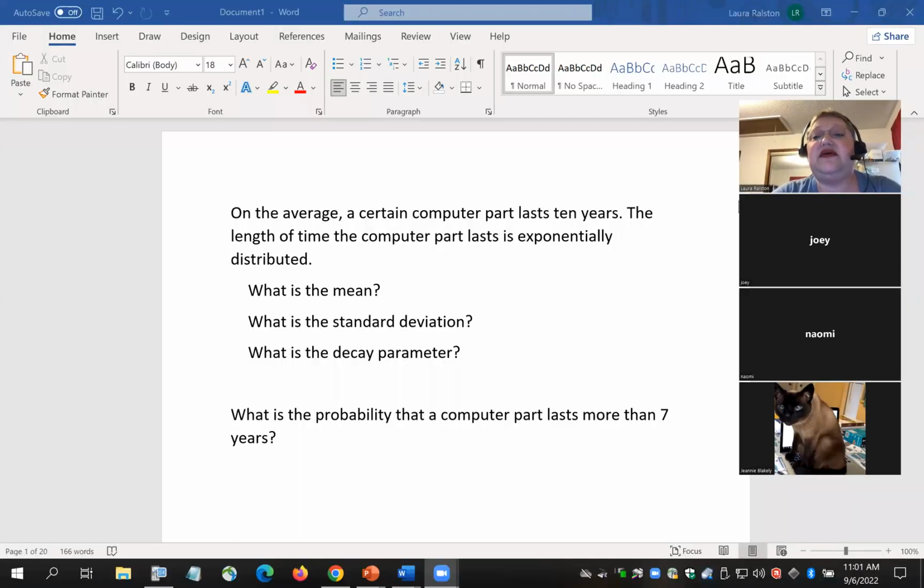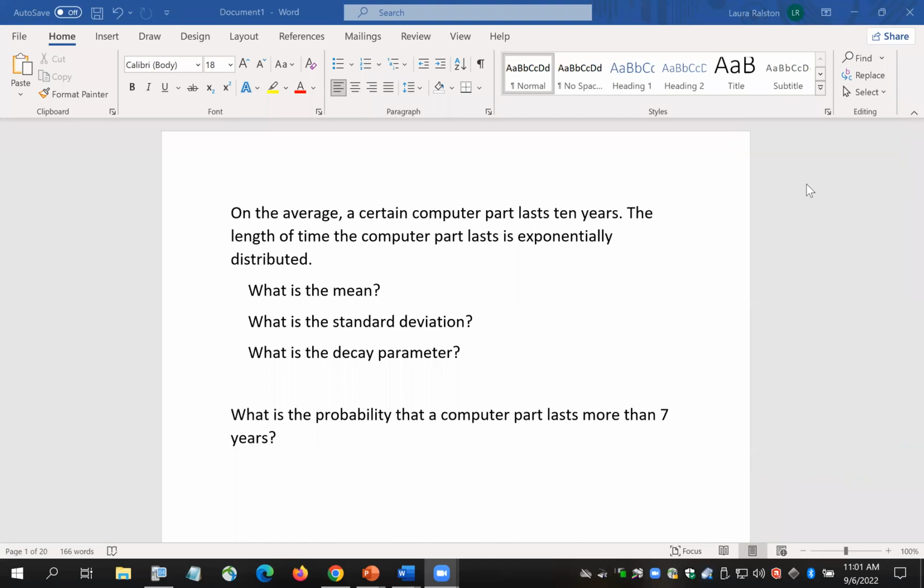So that's where I want to pick up. And I have copied this example onto a Word document so that we can talk about it. But I think it would help if I would share the screen. So let me do that. Okay.